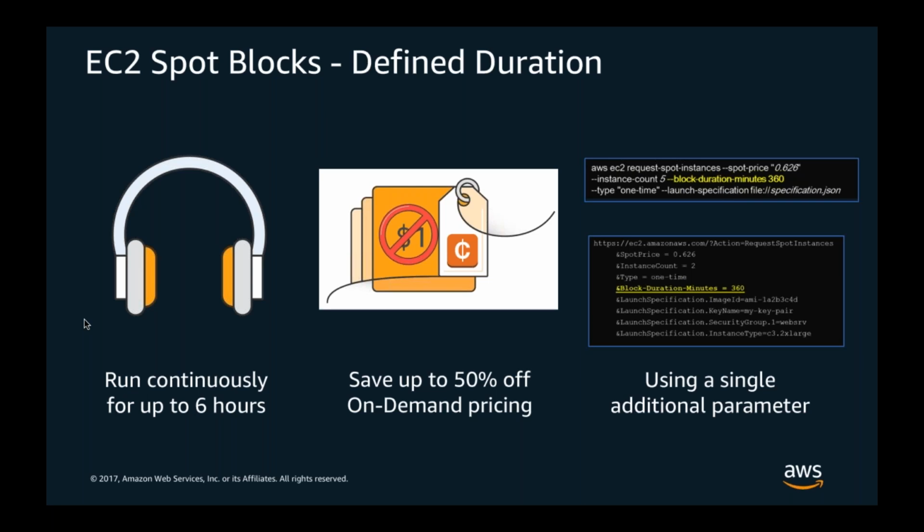If at any point you terminate a spot block before the duration that you requested has been reached, we stop charging you and you pay for the amount of hours, minutes, and seconds that the instances actually ran. If the instance runs continuously for the defined duration, when it's finished, we will terminate that instance for you automatically, so you don't have to worry about instances running longer than what you've requested them to run.